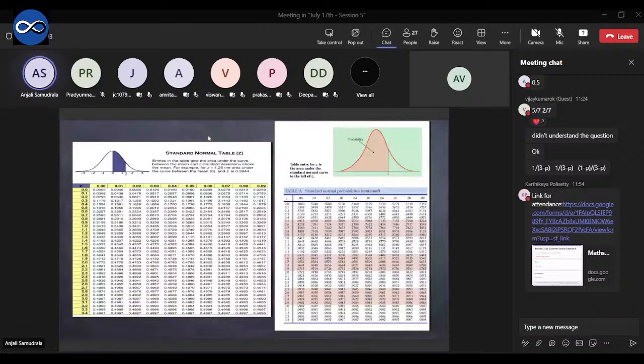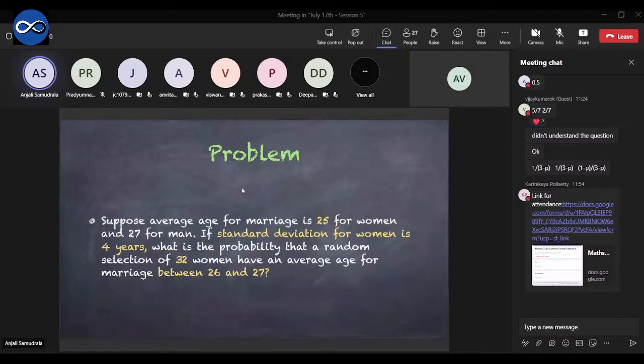Let's see some example. Suppose the average age for marriage is 25 for women and 27 for men. If the standard deviation for women is 4 years, what is the probability that a random selection of 32 women have an average age for marriage between 26 and 27?